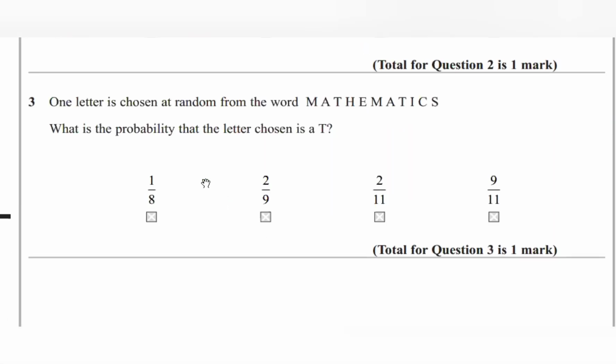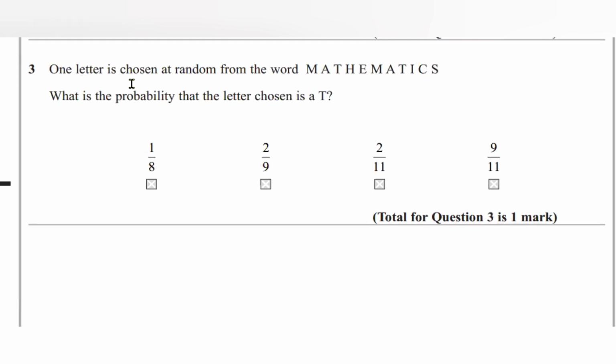Question 3. One letter is chosen at random from the word mathematics. What is the probability that the letter chosen is T? Now, first, we count how many letters we have here. We have 1, 2, 3, 4, 5, 6, 7, 8, 9, 10, 11. So when we have a fraction, we're going to have 11 in the denominator because we have 11 letters in total.